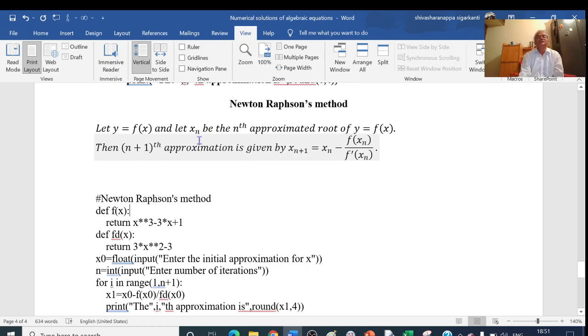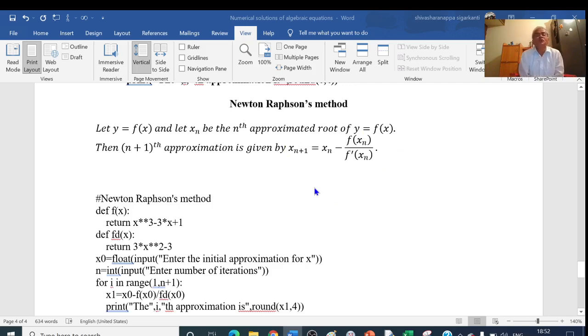So initially, if I take x0 as the initial approximation, then we can find x1. x1 is equal to x0 minus f of x0 divided by f dash of x0. Then x2 is equal to x1 minus f of x1 divided by f dash of x1. Then x3 is equal to x2 minus f of x2 divided by f dash of x2. So using this formula, we can find the root of the equation.